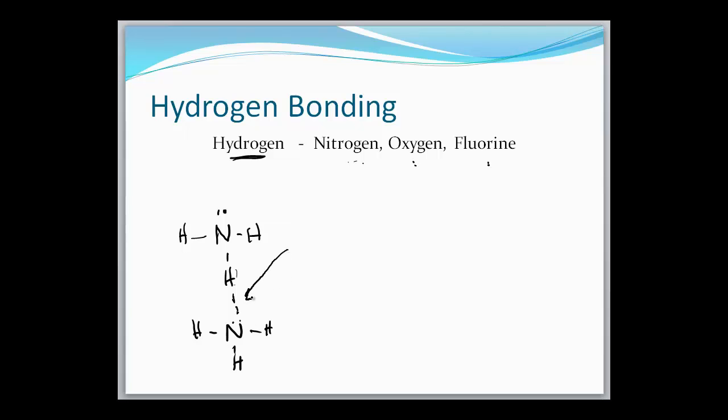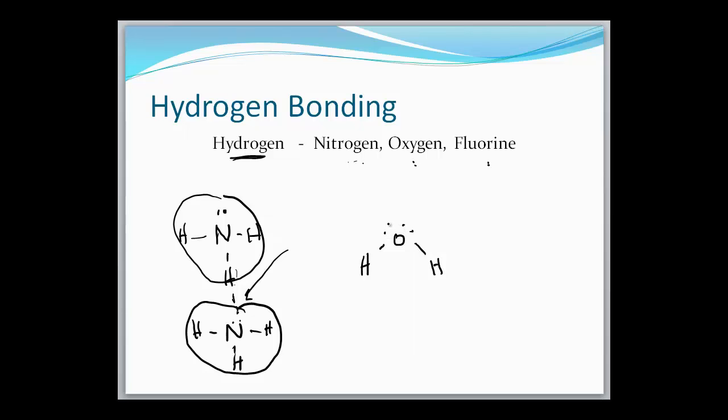Now you've got to remember that that's not a bond like the bond between nitrogen and hydrogen. It's an interaction between this ammonia molecule and that ammonia molecule. For example, water will do the same thing. You've got hydrogen, oxygen, and hydrogen, two lone pairs, hydrogen, oxygen, hydrogen, two lone pairs. It's that interaction between the negative side and the positive side.